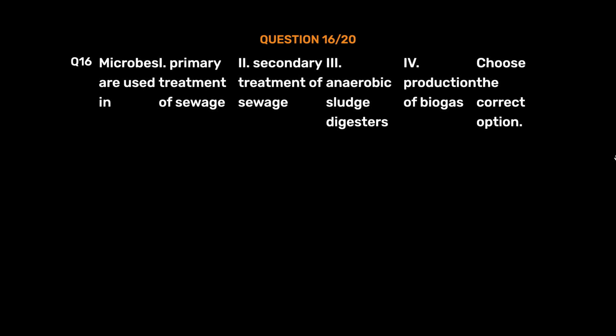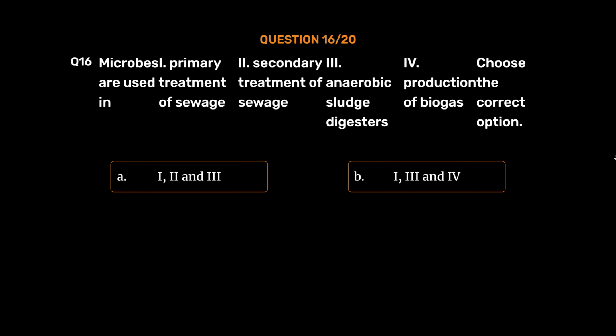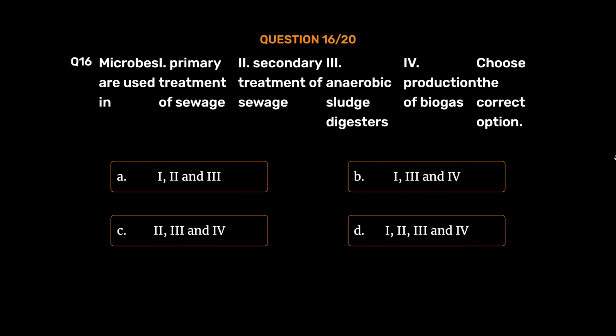Question number 16. Microbes are used in 1. Primary treatment of sewage. 2. Secondary treatment of sewage. 3. Anaerobic sludge digesters. 4. Production of biogas. Choose the correct option. Option A, 1, 2 and 3. Option B, 1, 3 and 4. Option C, 2, 3 and 4. Option D, 2, 3 and 4. The correct answer is option C, 2, 3 and 4.